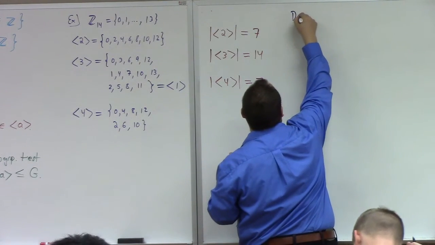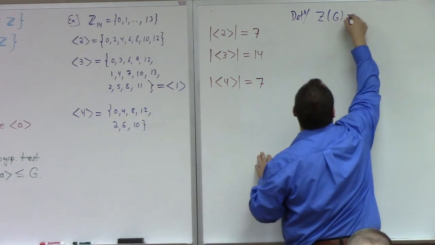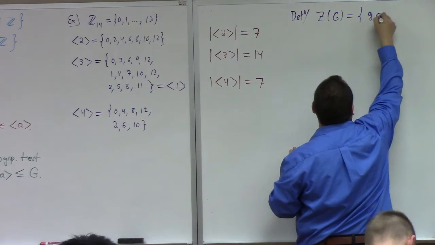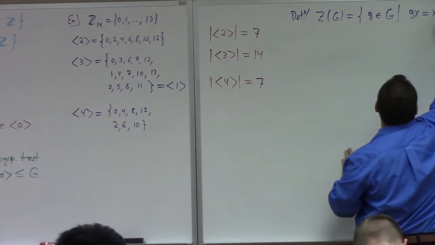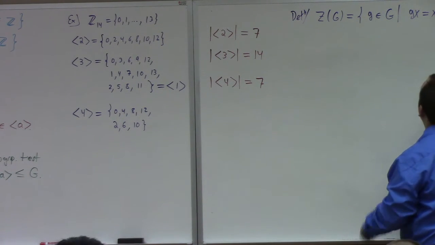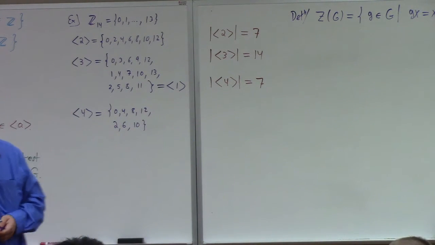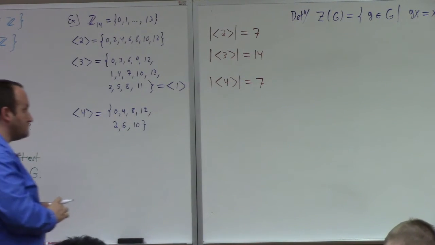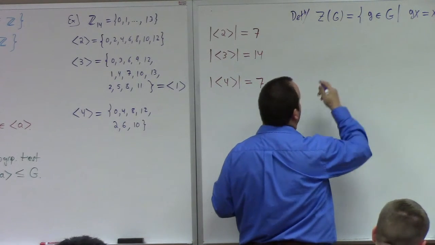Our next definition, the so-called center of a group, Z(G). This is defined to be the set of g in G such that gx equals xg for all x in G. So it's the set of elements in the group that commute with everything in the group. You can prove that this is a subgroup.